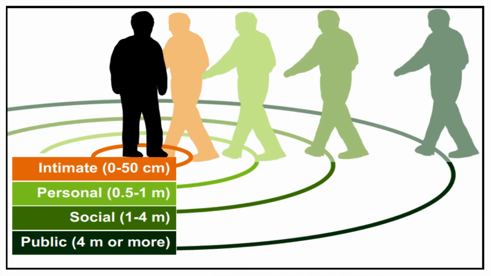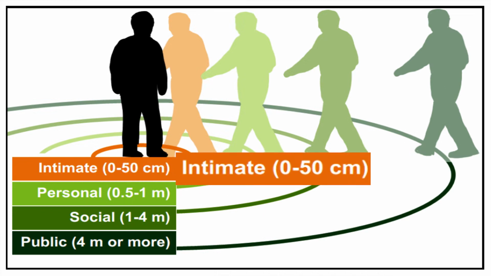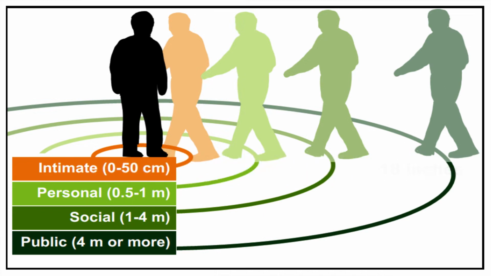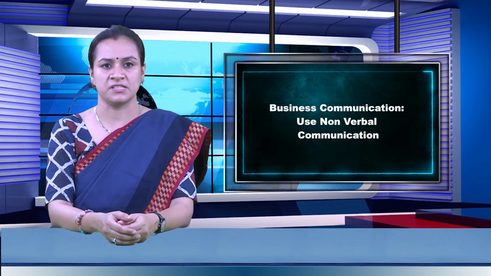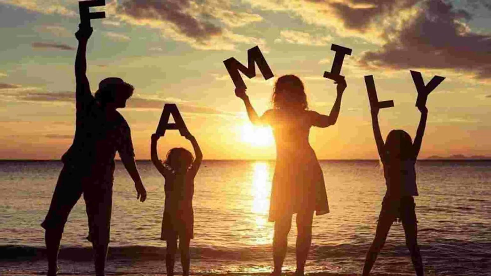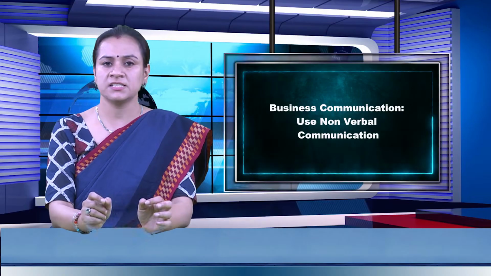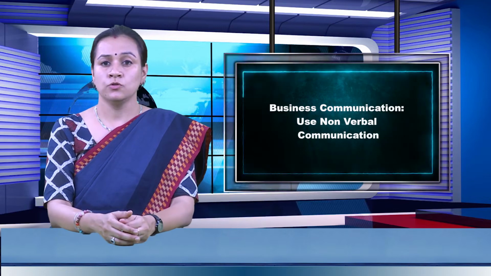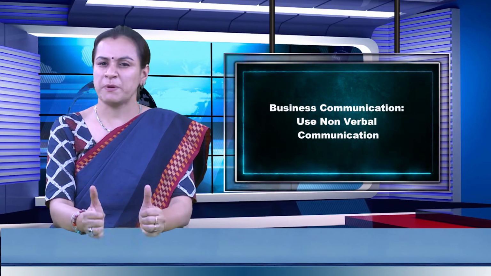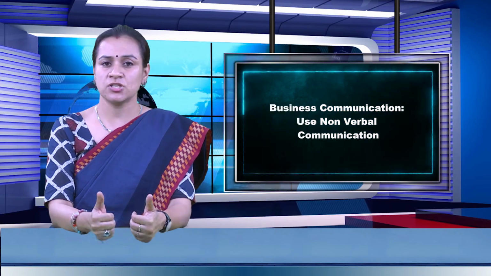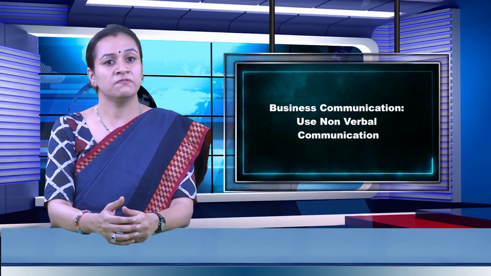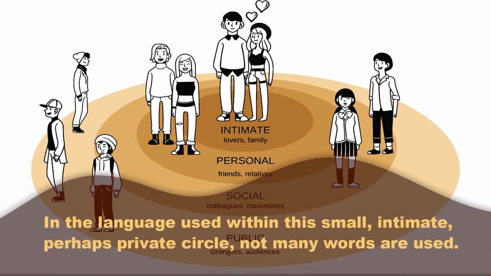Intimate distance or zone. This ranges from actual physical contact to about 18 inches from another person. Communication and interaction within this distance are intimate activities. Mostly only our family members, closest friends and selected people enter this area. Those selected people are indeed special people, whatever the reasons for their special status. It has special significance for our communication with these people. In the language used within this small, intimate and perhaps private circle, not many words are used.